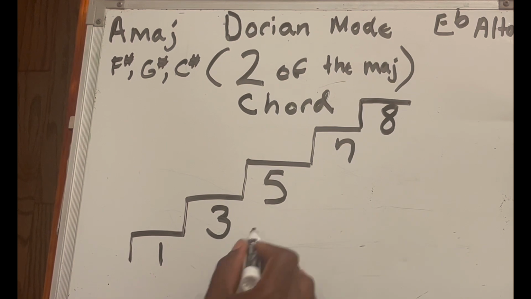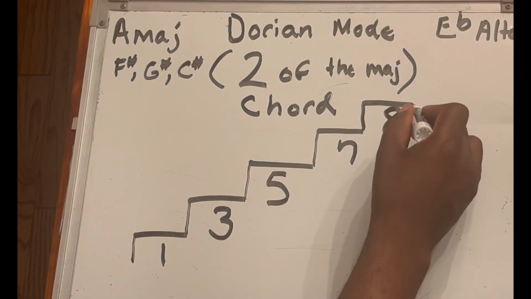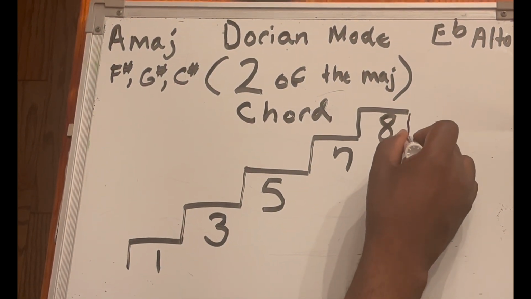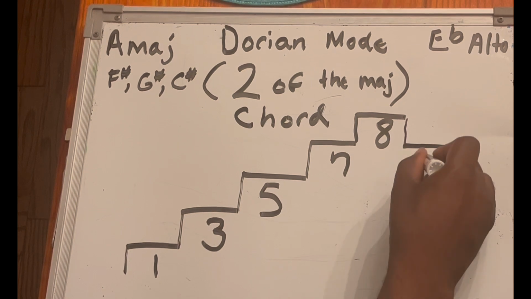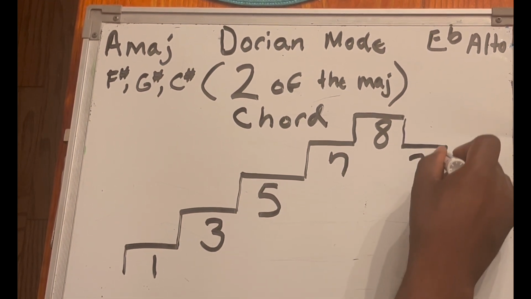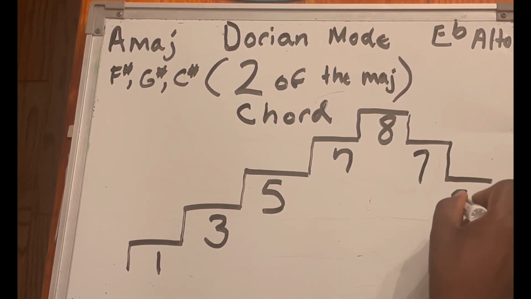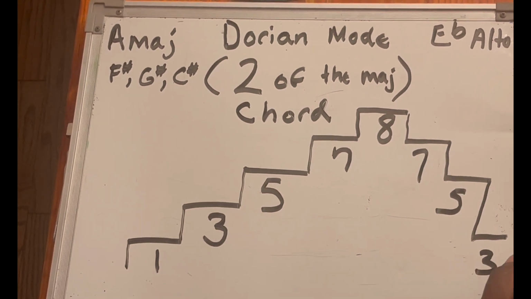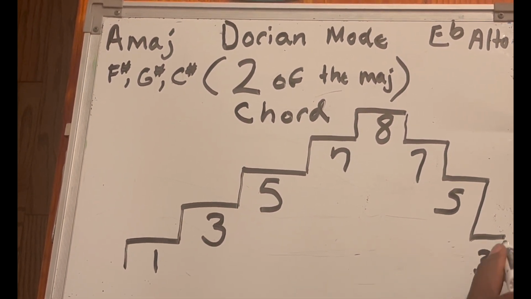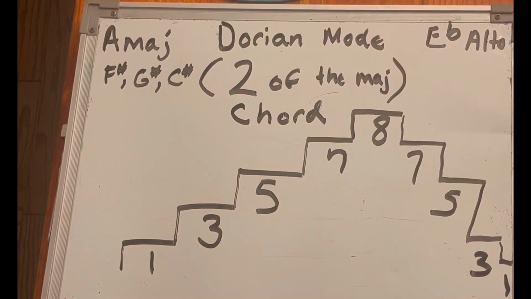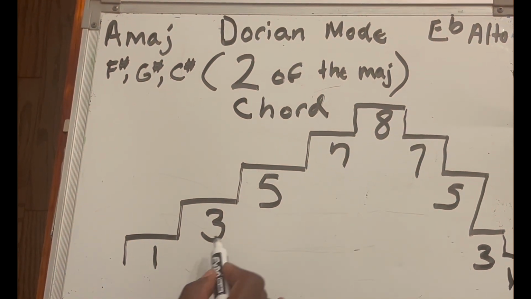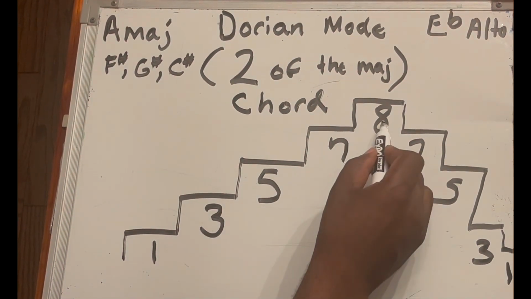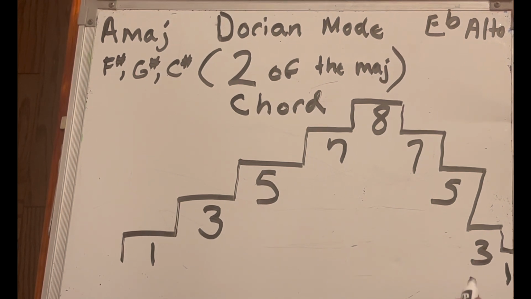So we're doing 1, 3, 5, 7, 8. Then we're going to go down the stair and do 7. And then we're going to do 5. We'll hopefully not run that wrong. Then 3. And then we're going to go back down and put 1 right there. So it's going to be 1, 3, 5, 7, 8, 7, 5, 3, 1.